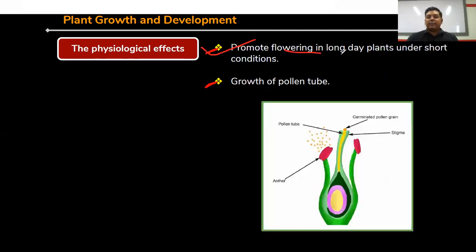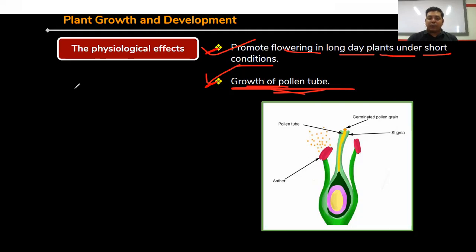They are also promoting flowering in long-day plants under short conditions, and growth of the pollen tube. So gibberellic acid or gibberellin is also involved in promoting the flowering process in daytimes. Clear? As well as they are involved in the growth of the pollen tube. Now, what do you mean by pollen tube? We have already learned about them in sexual reproduction in flowering plants.